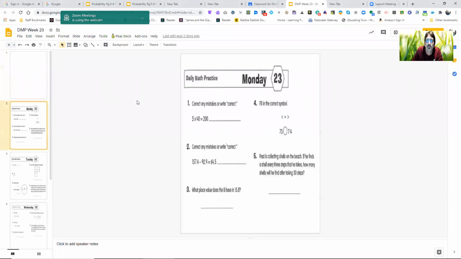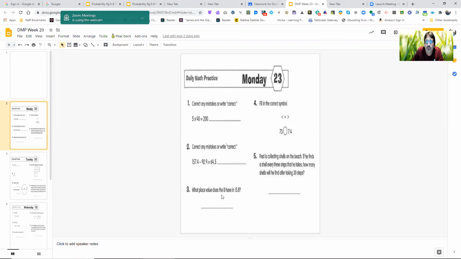This is week 23 of the DMP. First question says 5 times 40 equals 200. You either write correct if that's correct, or you change it and make it correct. Number 2 is 157.4 minus 92.9 equals 64.5. If you think that's correct, just write correct or fix the problem there.